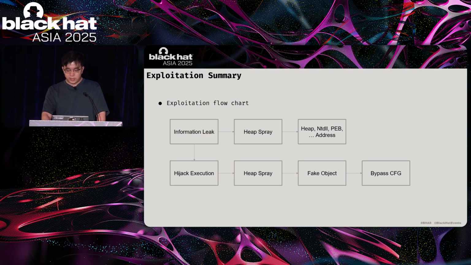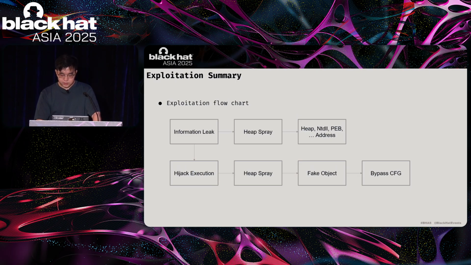Let's walk through the entire exploitation process. For the information leak, we perform a heap spray that targets the connection context structure. By carefully overwriting the blocks, we overwrite a member of the structure, which allows us to leak the heap addresses. We then repeat similar techniques to leak other crucial addresses, such as the base address of NTDLL, the PEB, and any other additional information we need.